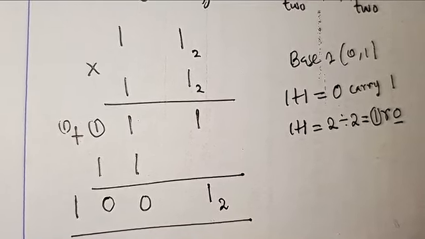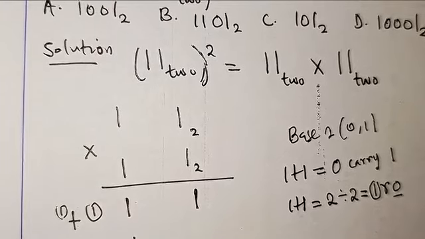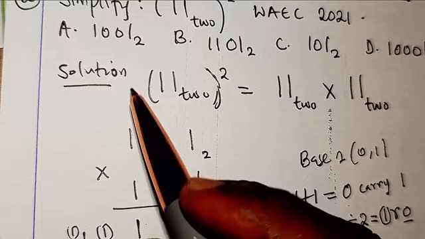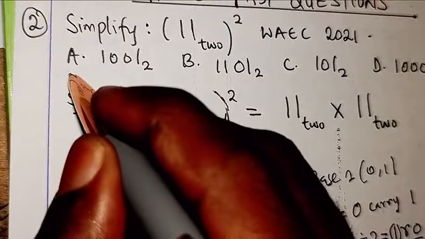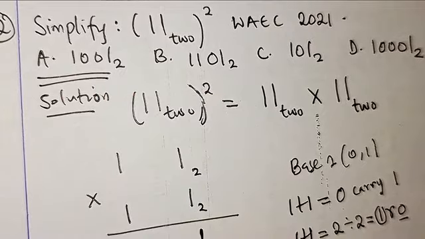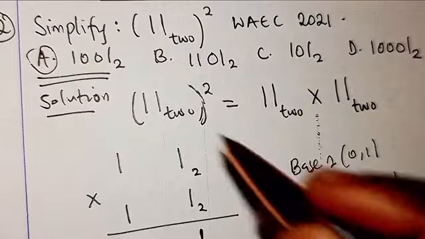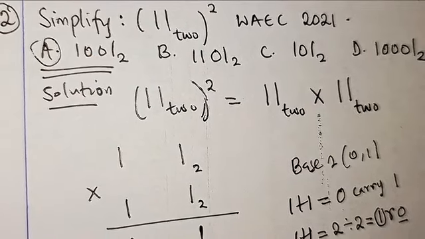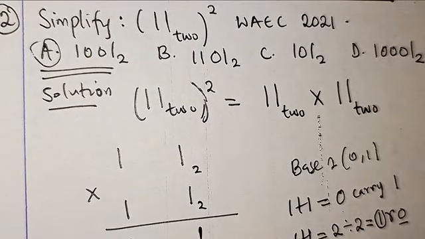Now when you look at this, we can see from the options we have 100 base 2. Which option is it? Option A. Option A. Is that understood? So that's how to do it.